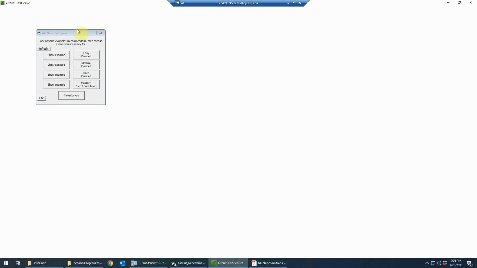This is an example of an AC nodal solutions problem in Circuit Tutor at level 4, or the mastery level. As always, we do have examples available at multiple levels of difficulty, and it would be a great idea to look at some examples prior to trying to work the problems. So right now I'm going to go straight into a problem.